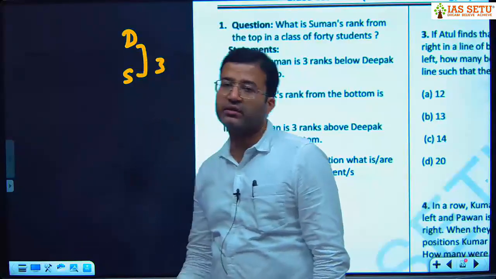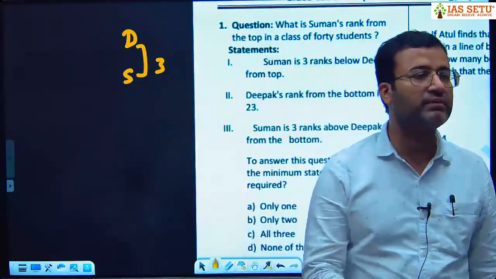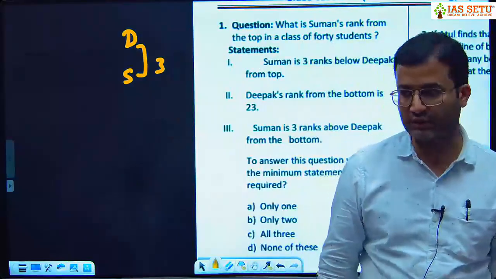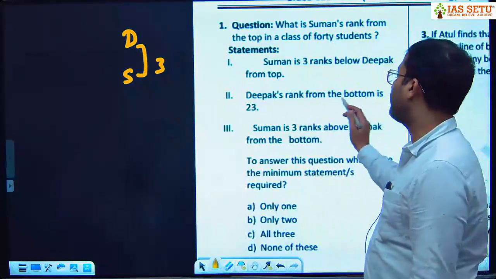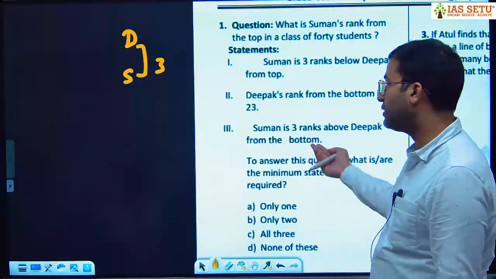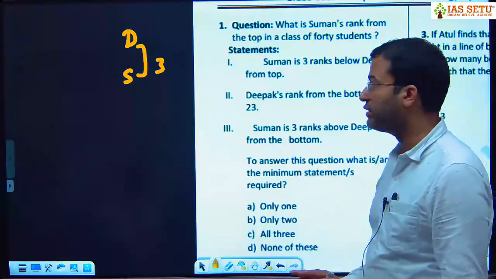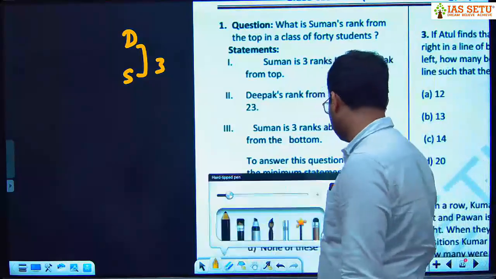Okay, where is Suman? Three ranks below Deepak. Where is Deepak? We don't know. Statement 1 alone is not sufficient. Deepak's rank from the bottom is 23, but where is Suman in this statement? Statement 3 alone is also not sufficient. Statements 1 and 2 together are sufficient. You can use 1 and 2 together.